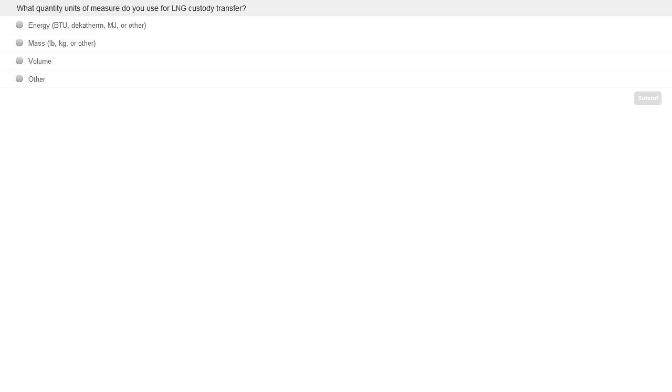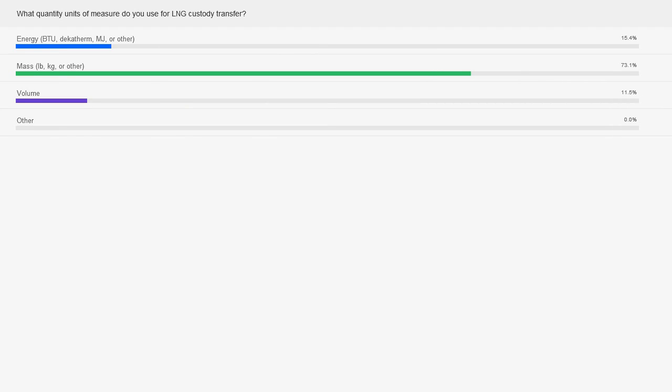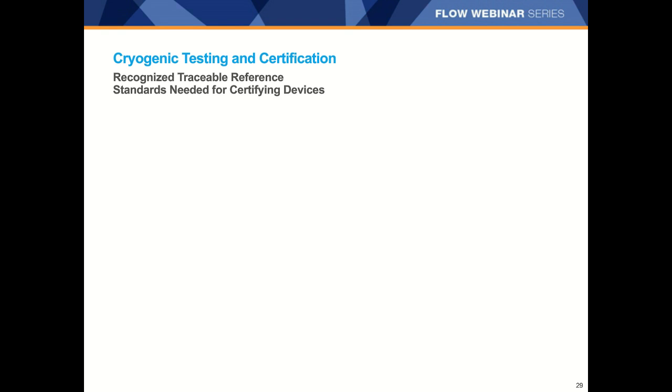Okay, very interesting. There's a lot of mass measurement going on, as predicted. Fair amount of energy and some volume as well, so a good mix. The final topic we're going to cover today is around cryogenic flow meter testing and certification.